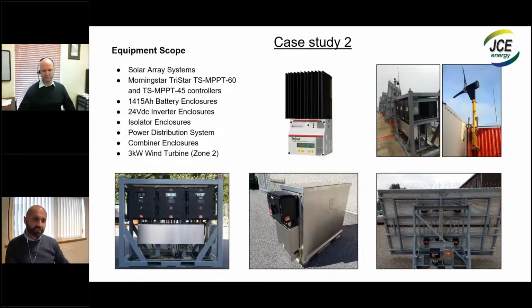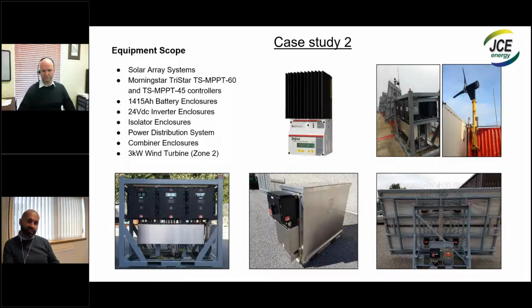Here you can see for this project a couple of examples of different products specifically manufactured in our workshop. At the top right, you can see the Zone 2 3 kilowatt wind turbine, which is working, by the way, with a Morningstar SAS controller, 60 amps. At the bottom right, an assembly incorporating 4 solar panels. We have used in total 4 of these assemblies inside the facility.